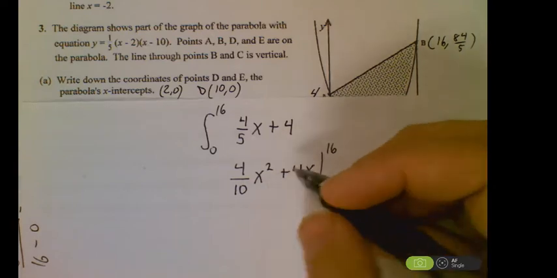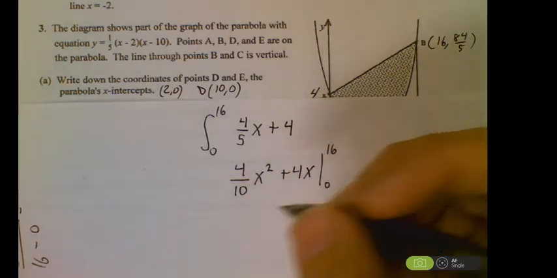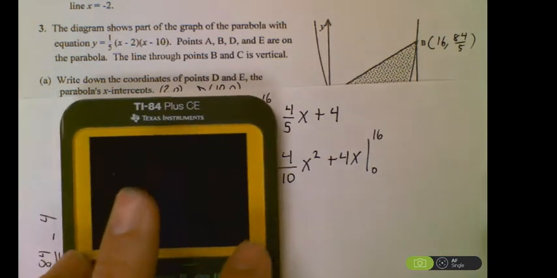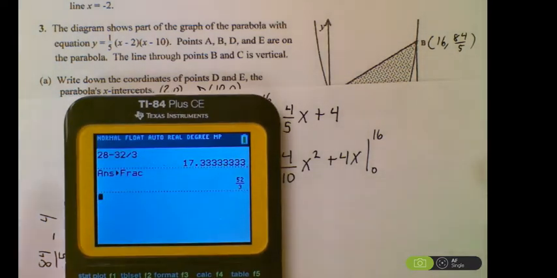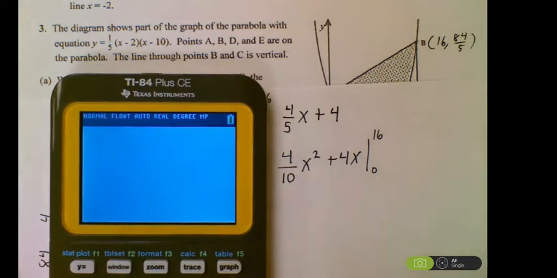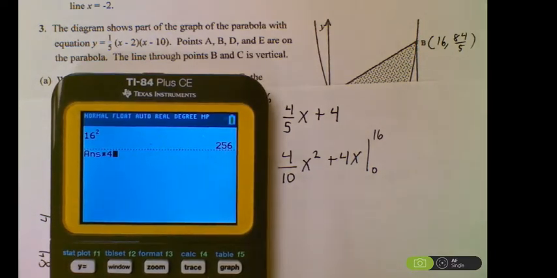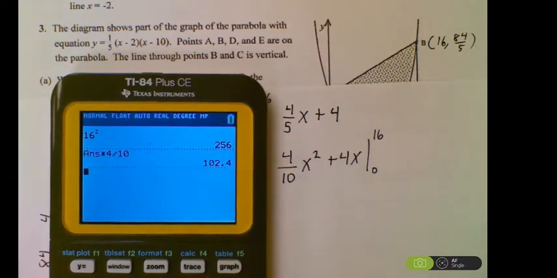to do that. So I did probably do that part in my calculator. I don't know what 16 squared is. So if I do my 16 squared times 4/10 plus 4 times 16, which would be 64.